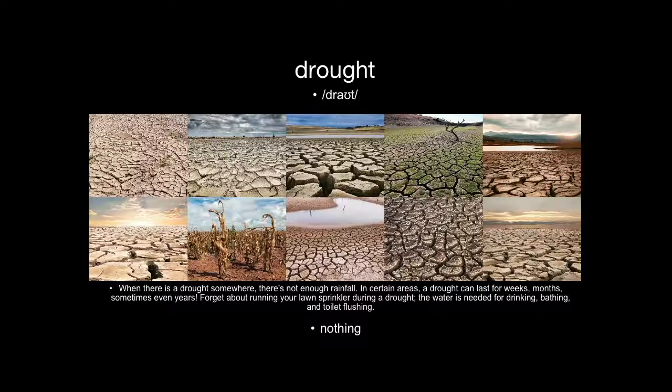Drought. When there is a drought somewhere, there's not enough rainfall. In certain areas, a drought can last for weeks, months, sometimes even years. Forget about running your lawn sprinkler during a drought. The water is needed for drinking, bathing, and toilet flushing. Flooding.